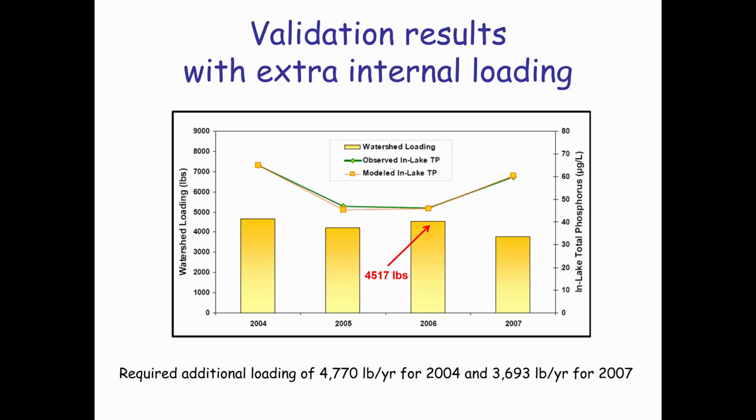For 2004, it required an internal loading component of 4,770 pounds per year, and for 2007, it required 3,693 pounds per year. And for those conditions, with the watershed loading that's observed for each of those years, the match was very good for the total phosphorus.